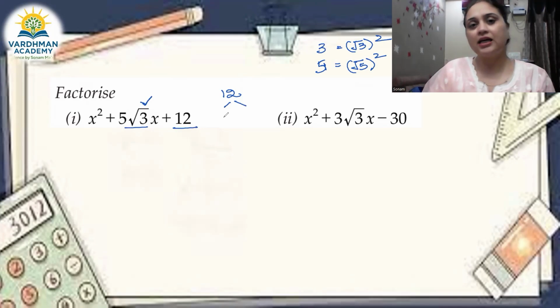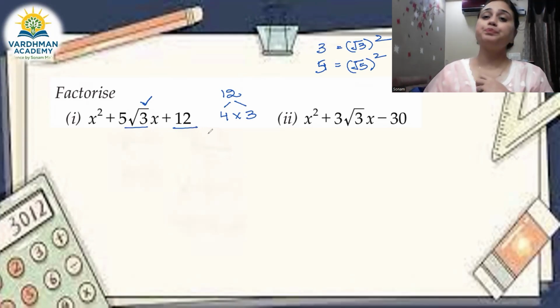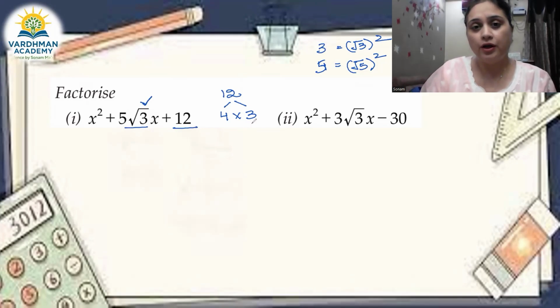So आप यहाँ पे क्या करेंगे? आप 12 के factors करेंगे, 4 and 3. What are you going to do? You're going to make its factors 4 and 3, children. So what do we have here? 3. और हमें यहाँ क्या चाहिए middle term में? √3. So you're going to further split it as √3 and √3, right?